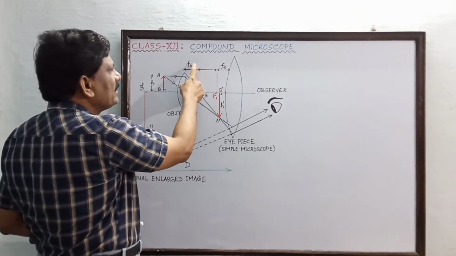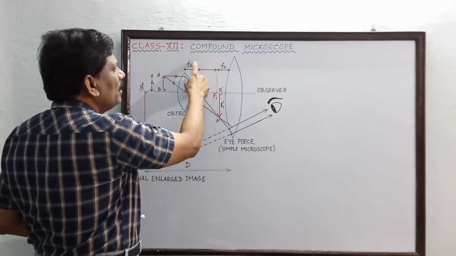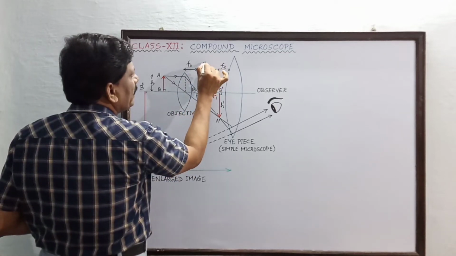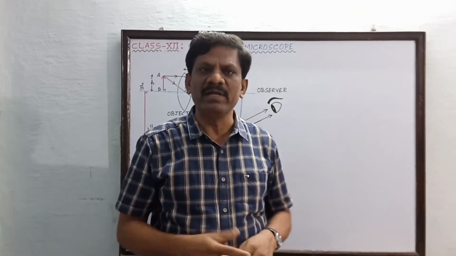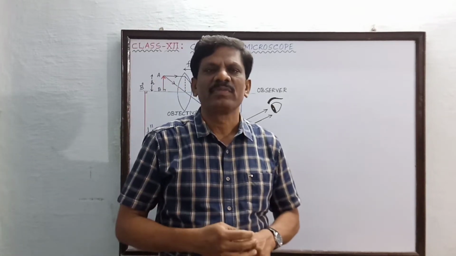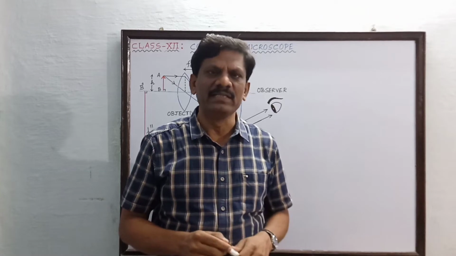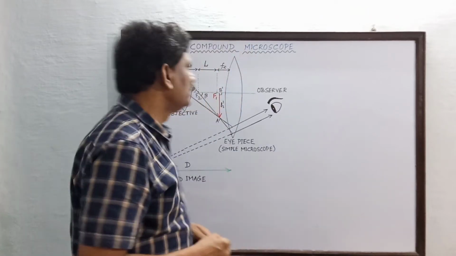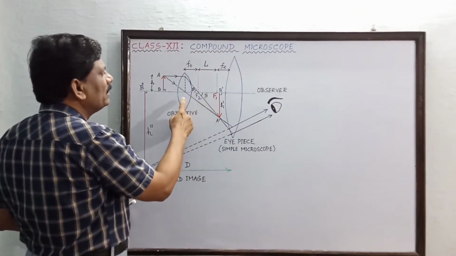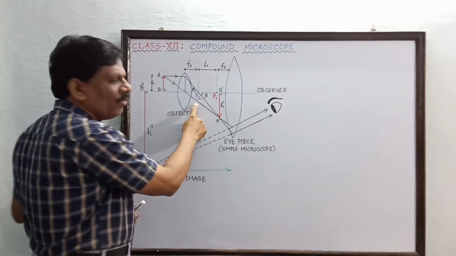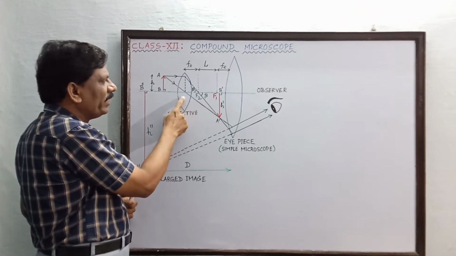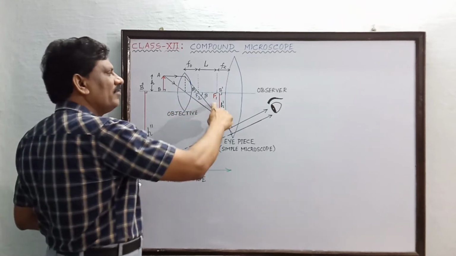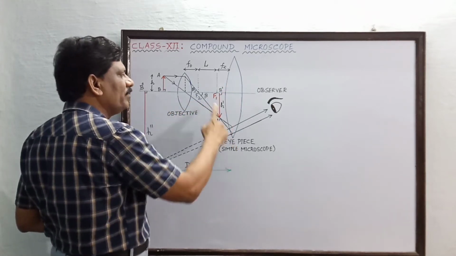And the distance of separation between these two focal lengths is denoted as capital L, where L is called tube length. So what is meant by tube length? It is the distance of separation between the second focal point of the objective and the first focal point of the eyepiece.